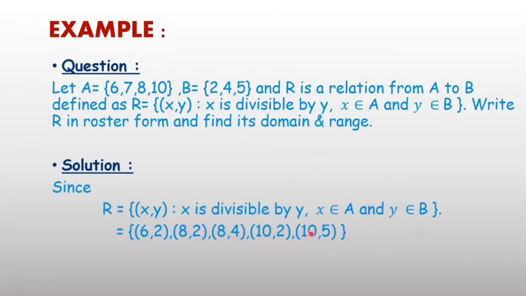Now next question. Find its domain and range. Domain means the collection of the first components of all ordered pairs, means 6, 8, 8, 10, 10. Write in the form of a set. The domain of R equal to {6, 8, 10}. And range, the collection of the second components of all ordered pairs.